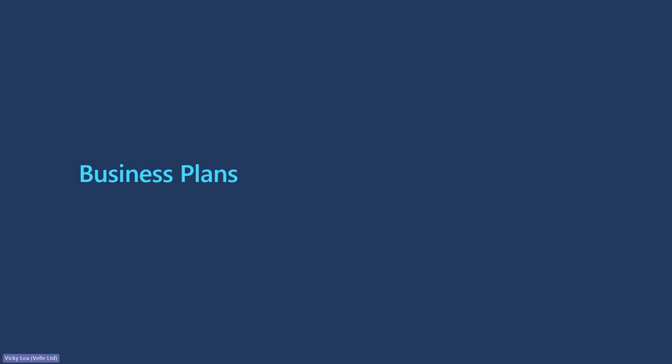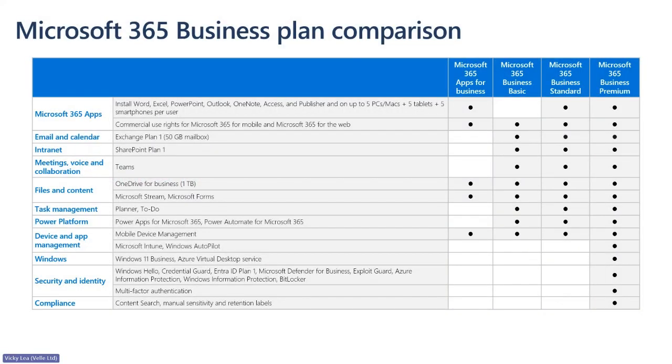Business plans are technically limited at up to 300 users. So when you license a business plan, you can only have up to 300 of that particular business plan. So if you have 301 users and you want them all licensed with the same business plan, you would not be able to do that because, as I say, it is a technical limit. However, some small businesses, like I've said before, will want the E plans anyway because they want the extra features.